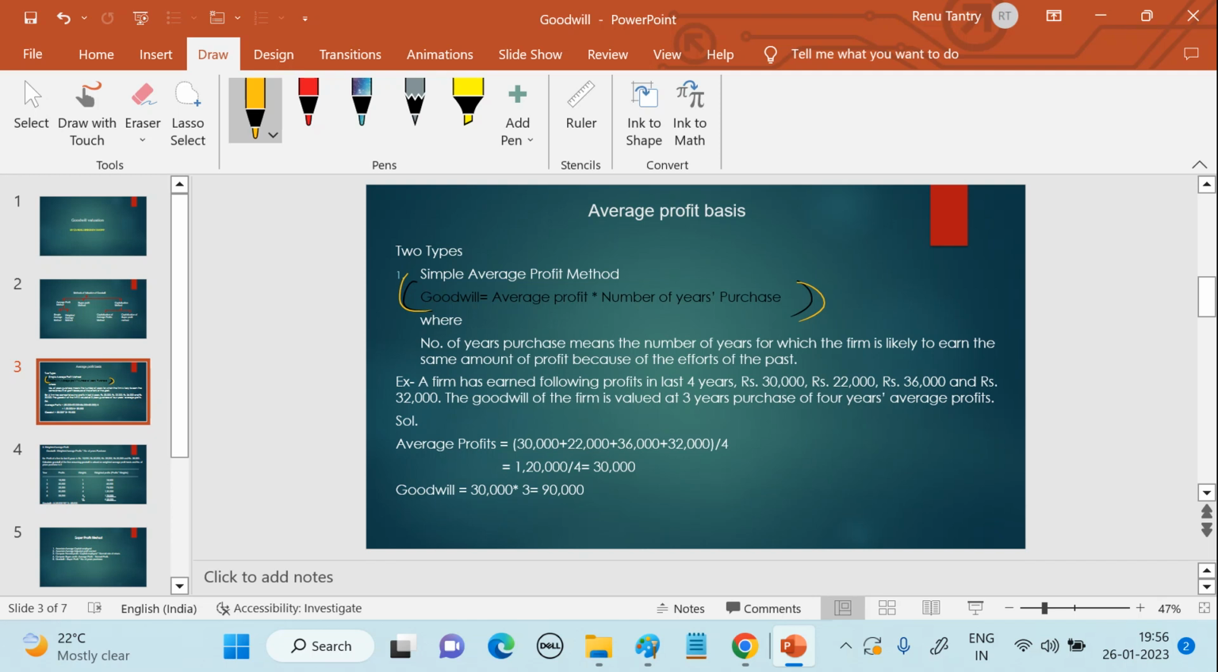average profit method. Like for example here, 4 years' profit was given. Then what would be the value of goodwill if the number of years purchase is 3 years? Simple. Add these 4 years' profit divided by 4. You get the average profit, which is 30,000 in this case. Multiplied by the number of years purchase, which is 3. You get the value of goodwill. As simple as that. That is simple average profit method.